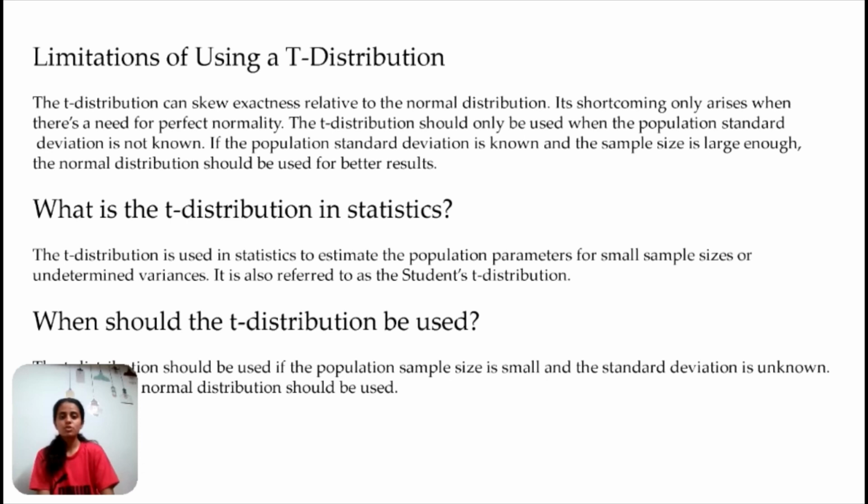What is the t distribution in statistics? The t distribution is used in statistics to estimate the population parameters for small sample sizes or undetermined variances. It is also referred to as a student's t distribution. When should the t distribution be used? The t distribution should be used if the population sample size is small and the standard deviation is unknown. If not, then the normal distribution should be used.